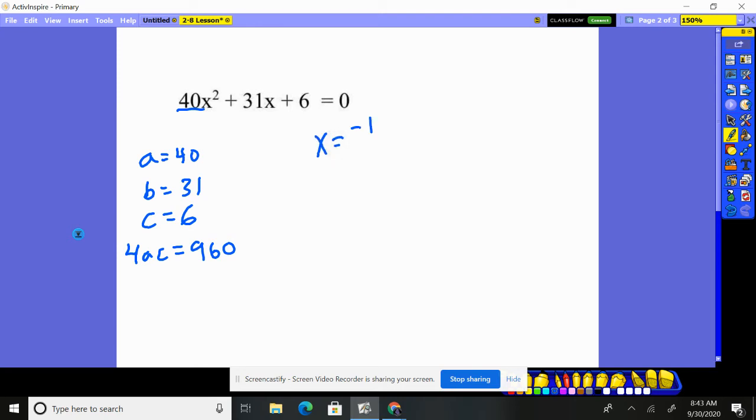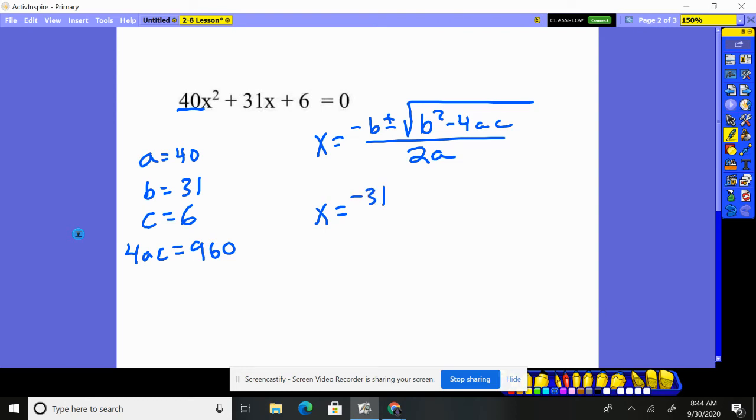So let's do it. X equals the opposite of B plus or minus the square root of B squared minus 4AC, all over 2 times A. All I have to do is plug in correctly and I'm solid. It'll give me the answer every single time. So the opposite of B, the opposite of 31, plus or minus the square root of B squared, 31 times 31, that's 961.